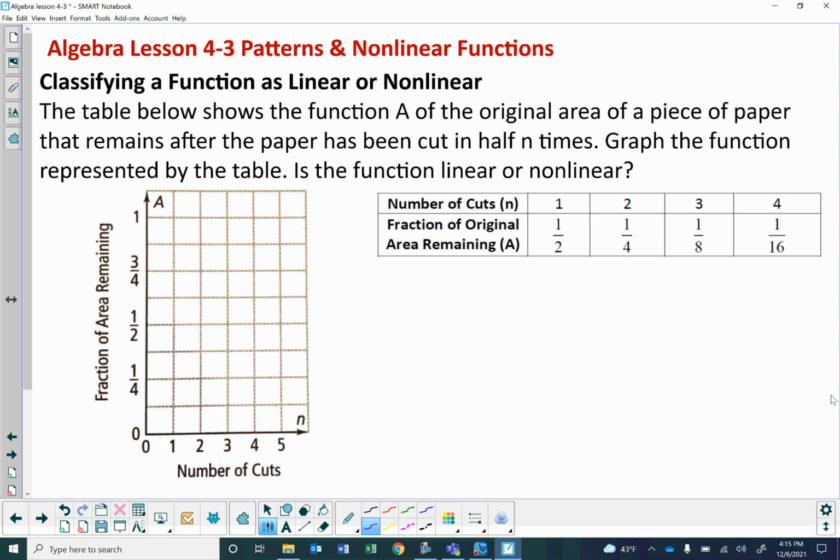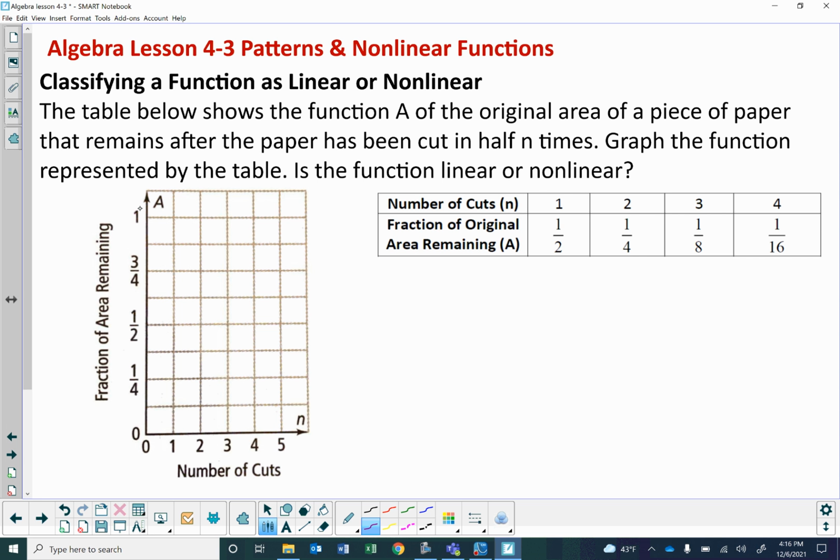So if I was to graph these particular points on a set of x and y axes, of which I've numbered, we have the x-axis, which is 0 through 5. It's called n, and it's the number of cuts. And you have your y-axis, which is a fraction of the area remaining. Notice how it's going up by, this is an eighth here, so then you have a quarter. Then you have 3/8 and 4/8, which is a half, 5/8, 6/8, which is 3/4, 7/8, and 8/8, which is 1.